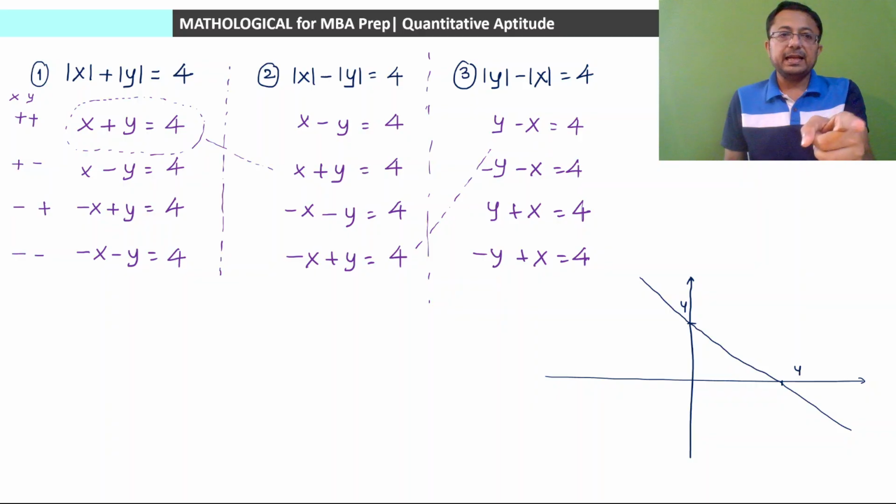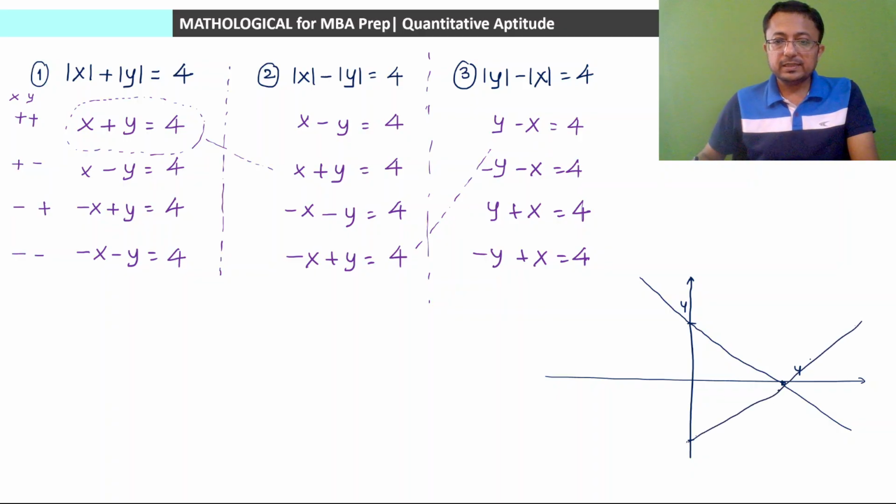Similarly, the second line is x minus y is equal to 4. For x minus y is equal to 4, at y equal to 0, x will be equal to 4, the same point. And at x equal to 0, minus y will be equal to 4, or y will be equal to minus 4. So y equal to minus 4. Connect these 2 points, and this will be the line. So the first line was x plus y equal to 4, and this line is x minus y equal to 4.